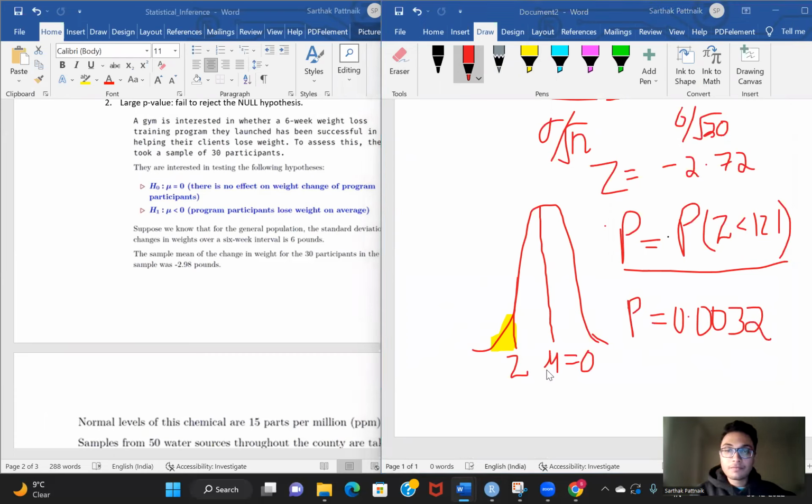Also, I want to elucidate one more property over here. I want to reiterate the symmetric property of normal distribution curves. So this is minus Z. If this is minus Z, then this will be plus Z. If the area towards the left of minus Z is 0.0032, then what will be the area towards the right of plus Z?